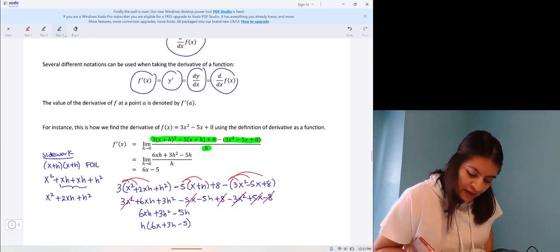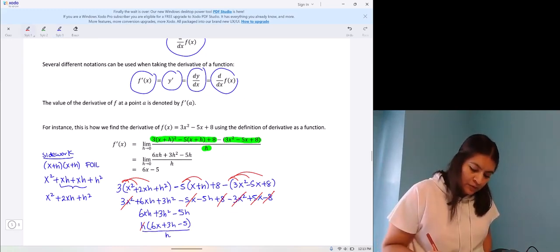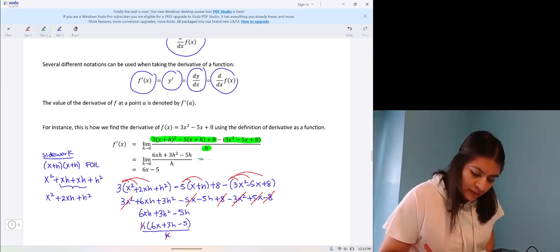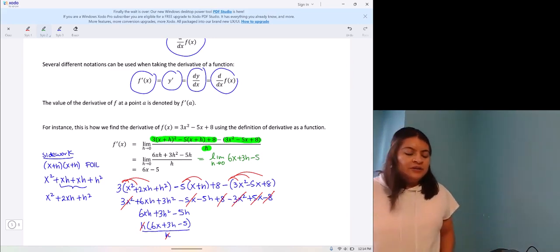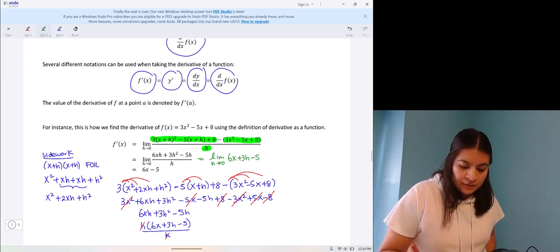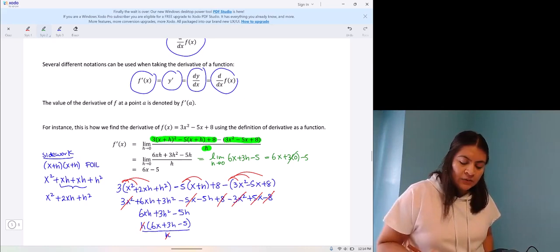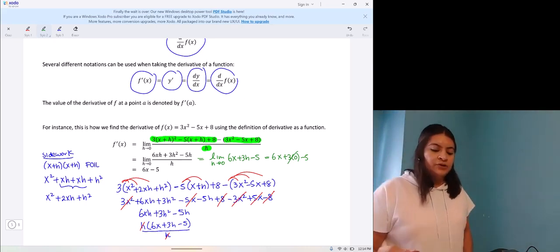Basically, you factor out the h, and what happens when you divide it by h? The one on the bottom, those two cancel. And so we get the limit as h approaches 0 of 6x plus 3h minus 5. Using direct substitution, wherever you see h plug in 0, we get 6x plus 3 times 0 minus 5. And so the final answer is 6x minus 5. And that is the derivative of the function.